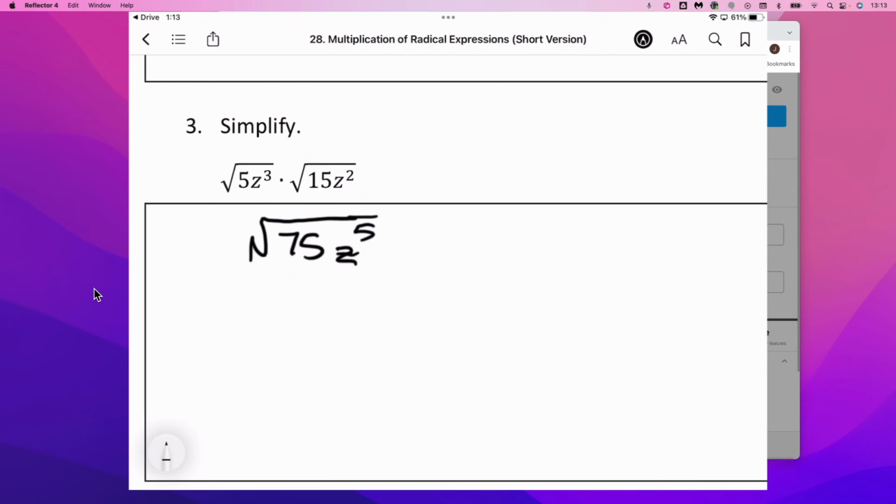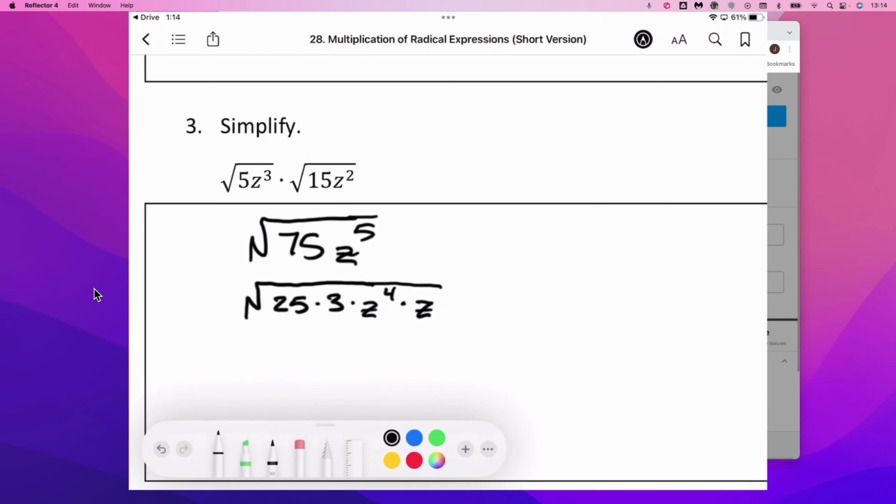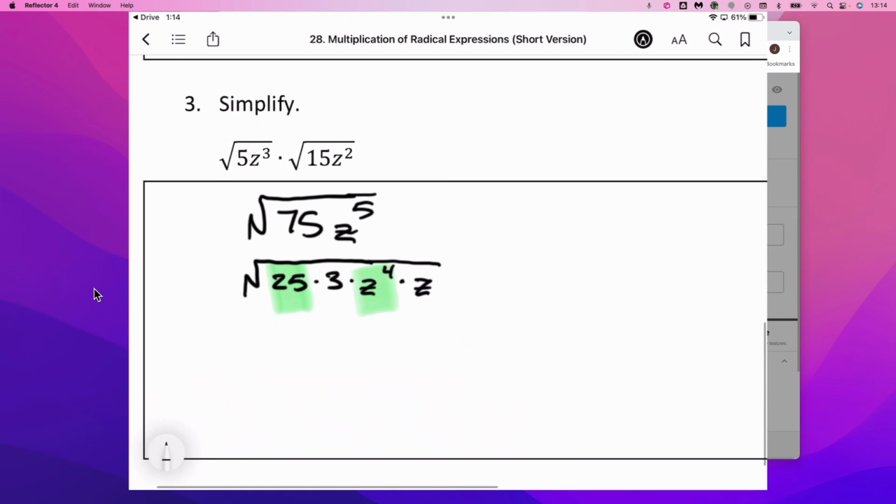Okay, square root of 75 doesn't exist, but the square root of 25 does. So we'll factor that into square root of 25 times 3. And then z to the 5th, we need it to be divisible by 2. So we're going to break that into z to the 4th times z. Here we can take the square root of that and the square root of that. The other things will stay inside. So square root of 25 is 5. Z to the 4th is z to the power of 2, because 4 divided by 2 is 2. What remains inside the square root symbol is 3z.